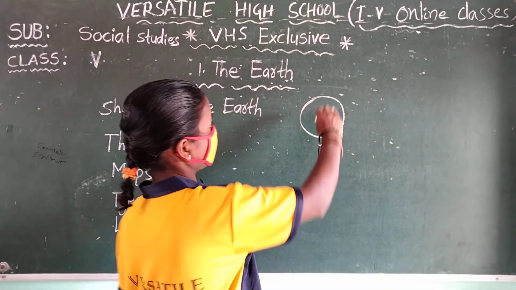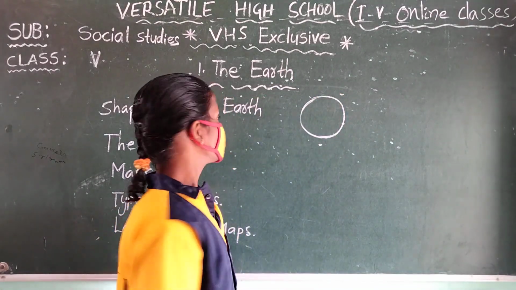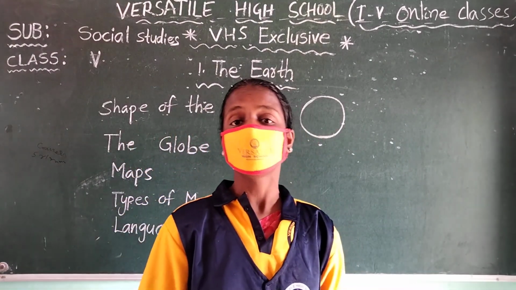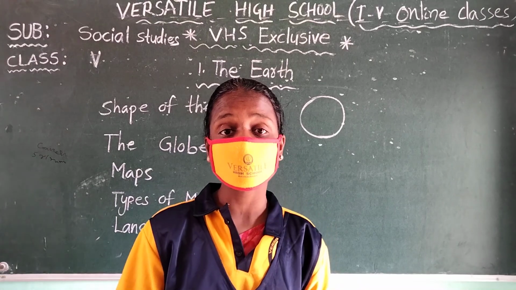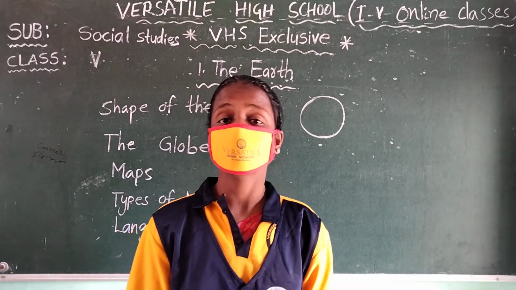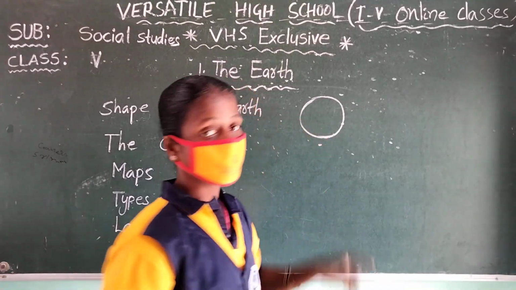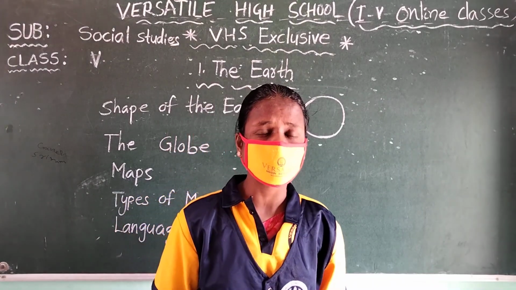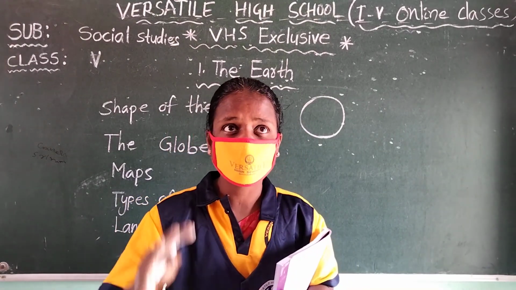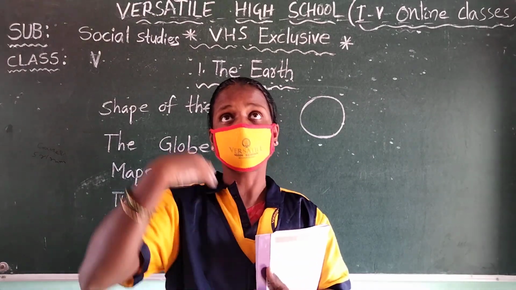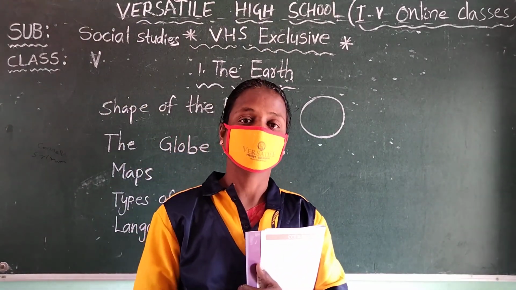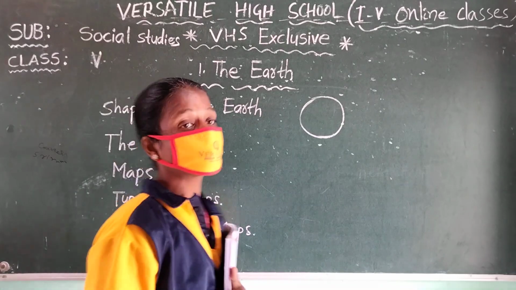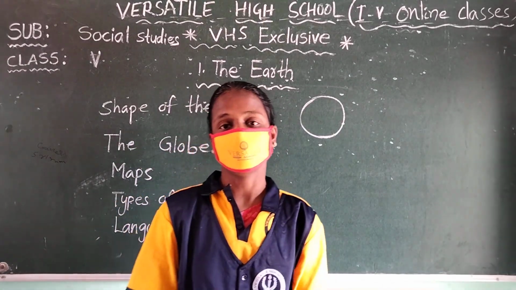So, the shape of the earth: in ancient days, the scientists said that the earth is flat. But they discovered that the earth is in a spherical shape. If you look at a ball, we only see the front of that place. We can't see the other side. What is the shape of the earth? Earth is in a spherical shape.